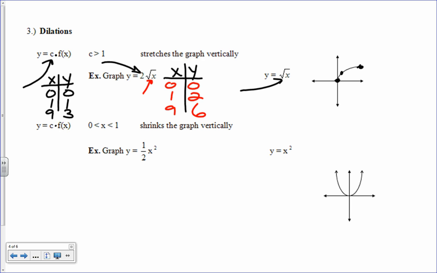Okay, so 0, 0 is still there. Okay, when you go to 1, though, it's not at 1 anymore. It's way up there at 2. It's twice as high. And instead of being at 3, now it's way up there at 6. So they say it stretches it vertically.